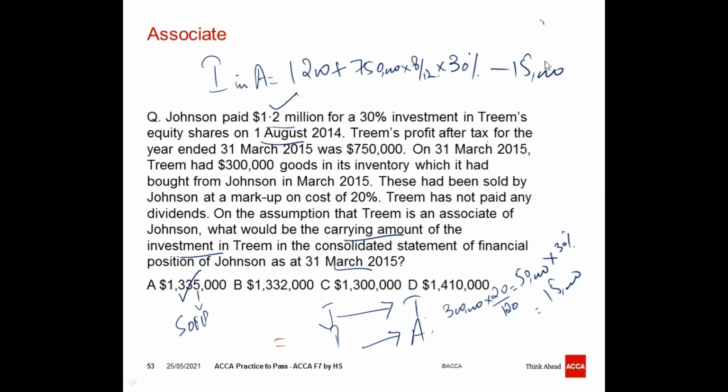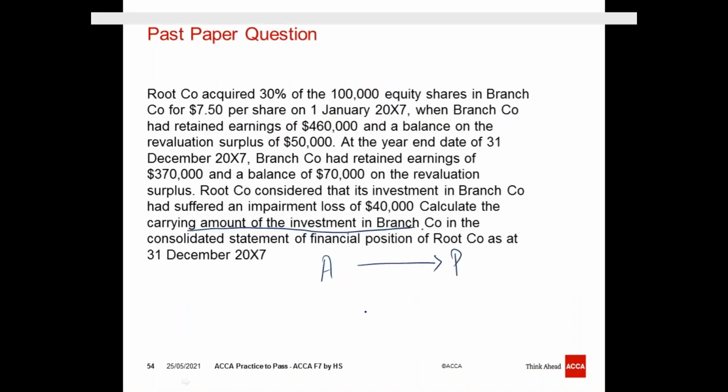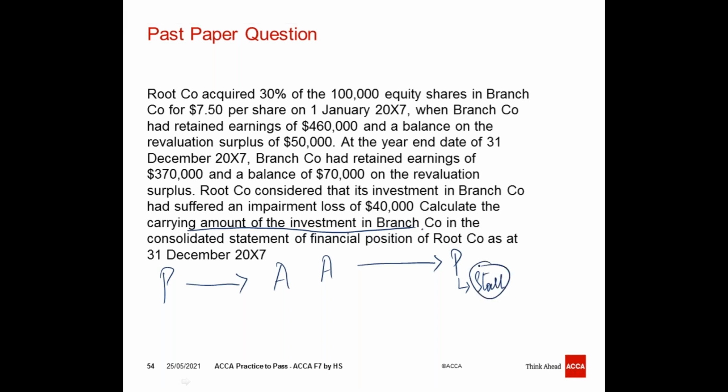Okay, technically speaking, there is a question and confusion: what if A sells goods to P, and what's the difference between that and P selling goods to A? So you need to understand that whenever A sold goods to P, then inventory will be held by the parent company, and the profit will be earned by the associate company. The accounting entry will be retained earnings debit and stock credit, because the parent's inventory has nothing to do with the investment in associate.